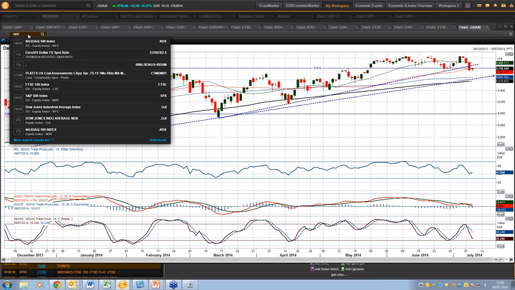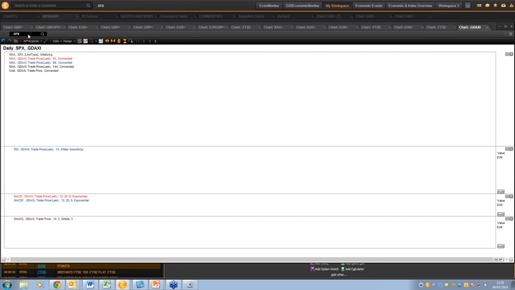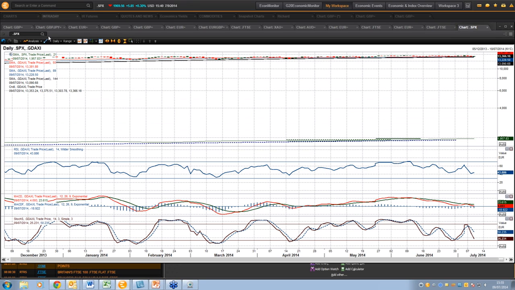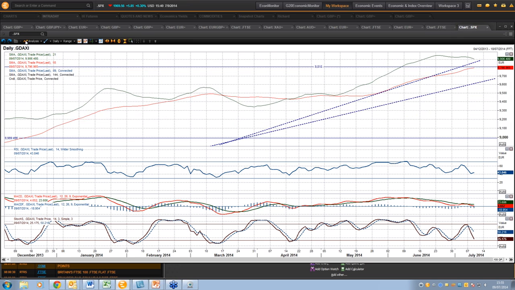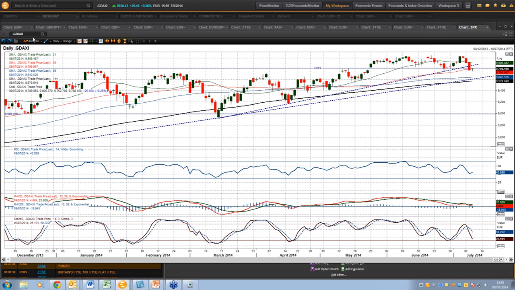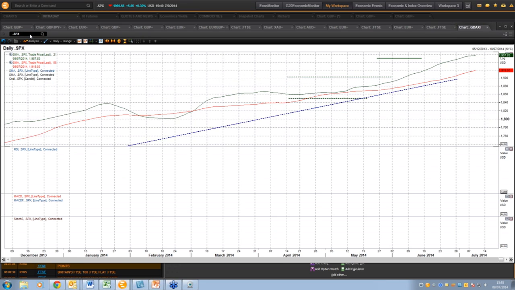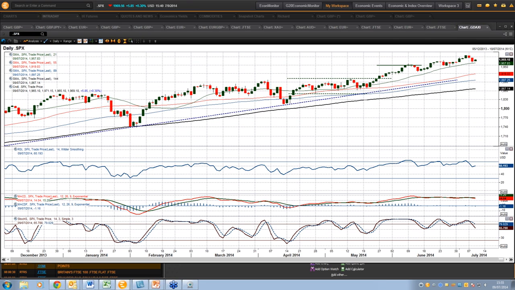SP500. Oh dear, what's going on there? Oh no. Let's try that again. I think that's because I've selected that .spx. Okay, SP500.